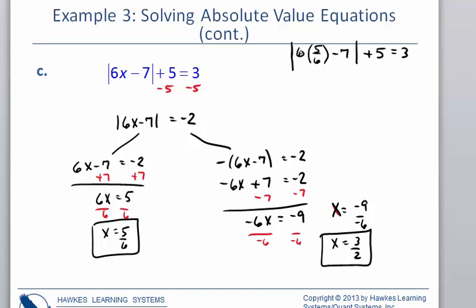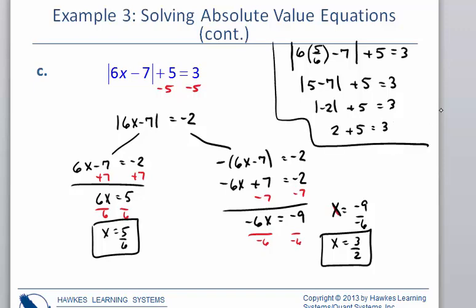So here, the 6's will cancel out, leaving you just the absolute value of 5 minus 7, plus 5 is equal to 3. 5 minus 7 is negative 2. That stays in the absolute value. Plus 5 is equal to 3. The absolute value of negative 2 is positive 2. And 2 plus 5 does not equal 3. And so, since this does not appear to check, we would want to throw out the 5 over 6 and say that that is not a solution to our problem.